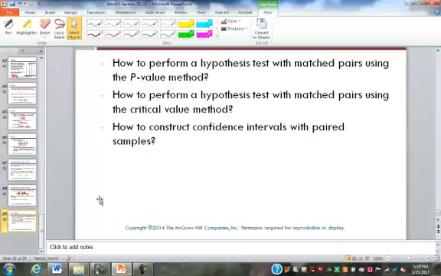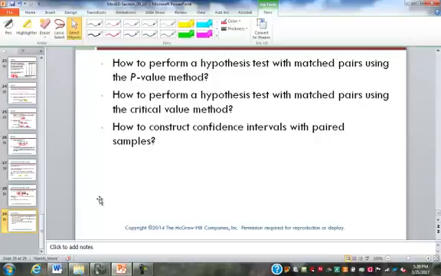So not only is it more appropriate to use the matched samples, it's actually to your advantage to use the matched samples because you get a much more precise test. Remember, precision is the ability to tell the difference between items that are similar. It gives you a higher level of precision because you can really break apart the data and highlight those differences in the data.